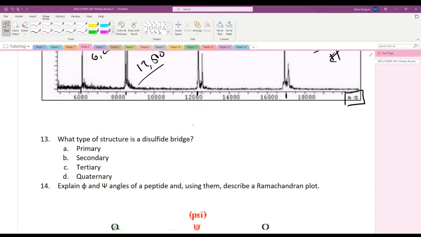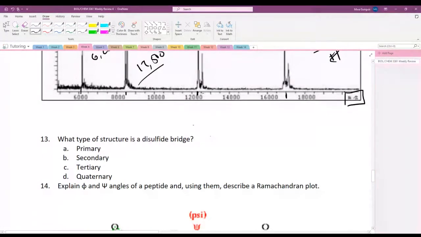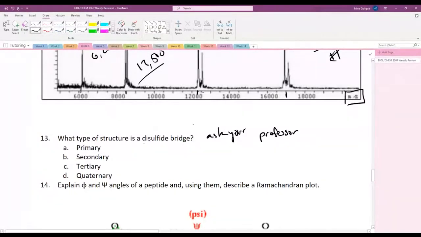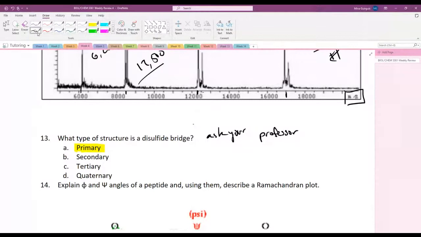But the reason that I include this question is twofold. The first, you do need to know it. The second is ask your professors. If you're not sure, ask. The way that I had learned it would be tertiary. However, I've recently heard a definition that primary is the only one that has covalent linkages, and so it can be considered a type of primary structure. So I err toward the side of saying it's primary, despite personally disagreeing with that.